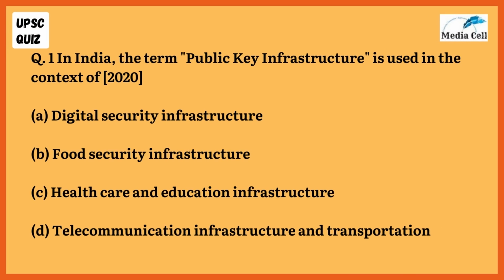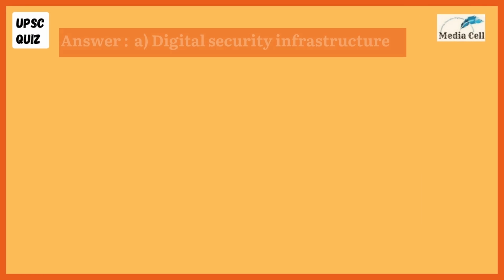Question number 1. In India, the term public key infrastructure is used in the context of option A, digital security infrastructure, option B, food security infrastructure, option C, healthcare and education infrastructure, or option D, telecommunication infrastructure and transportation. The correct answer is option A.